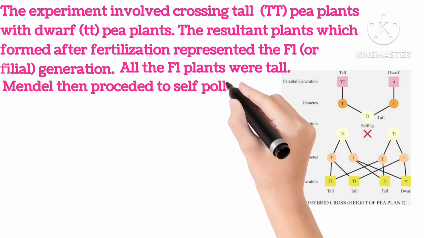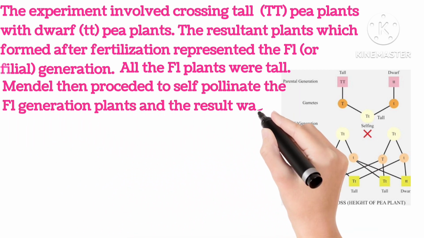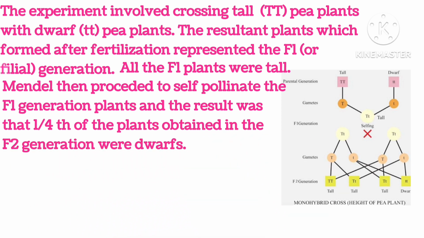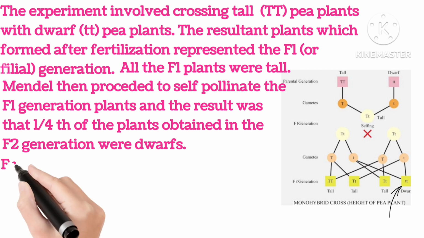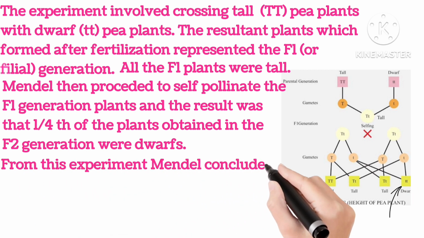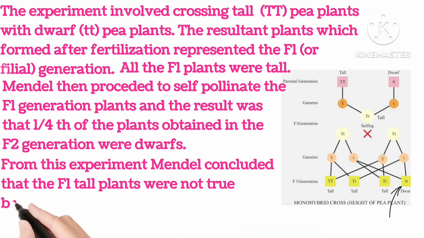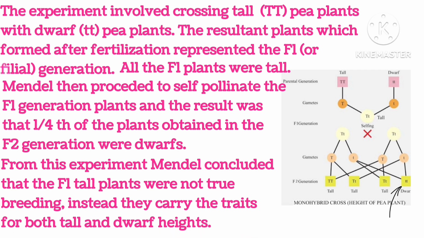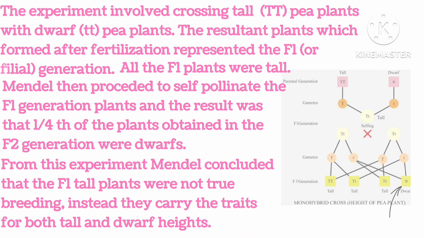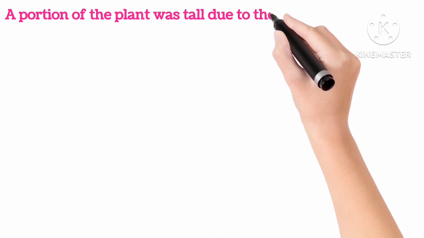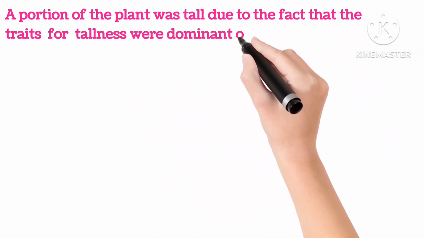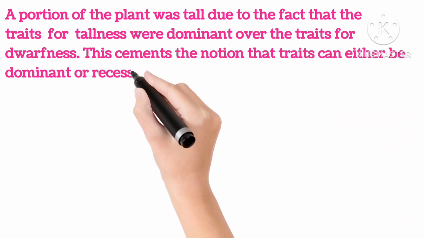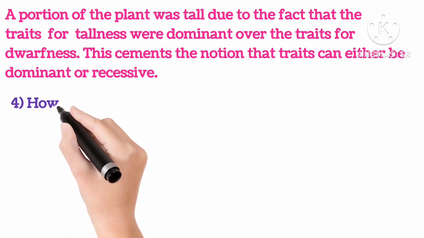As you can see in the picture, Mendel then proceeded to self-pollinate the F1 generation plants, and the result was that 1/4 of the plants obtained in the F2 generation were dwarf, as you can see here. From this experiment, Mendel concluded that F1 tall plants were not true breeding, instead they carry the traits for both tall and dwarf heights. A portion of the plants was tall due to the fact that the trait for tallness was dominant over the trait for dwarfness. This cemented the notion that traits can either be dominant or recessive.